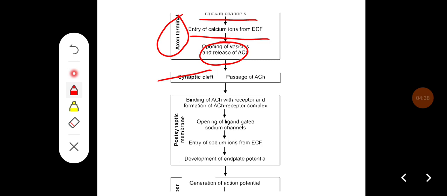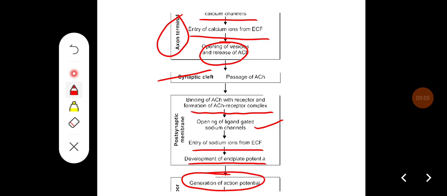Then the acetylcholine is going to bind with a receptor, and there will be formation of acetylcholine receptor complex, which opens the ligand gates of the sodium channels. Thus, sodium entry occurs from the extracellular fluid into postsynaptic membrane, that helps in the development of the end plate potential. And this end plate potential is added and it leads to generation of the action potential, not in the postsynaptic membrane but the sarcolemma of the muscle.